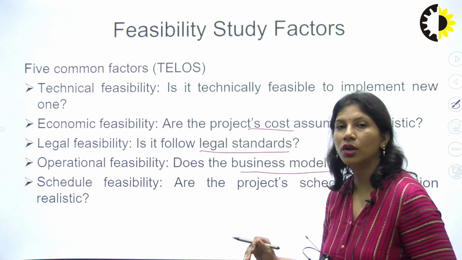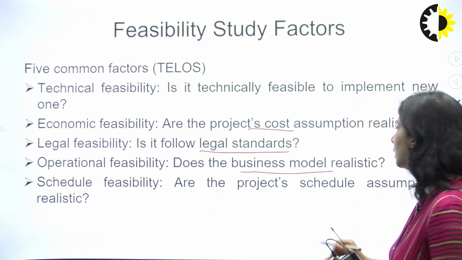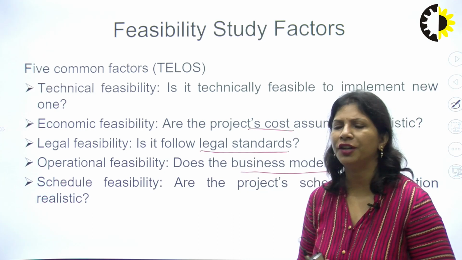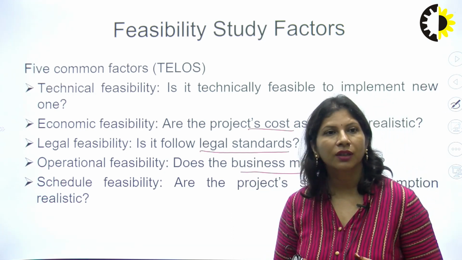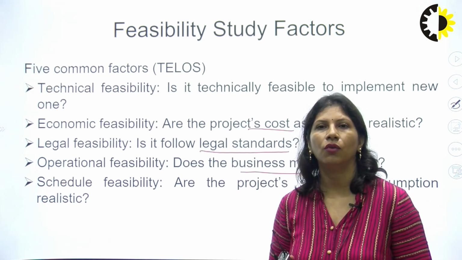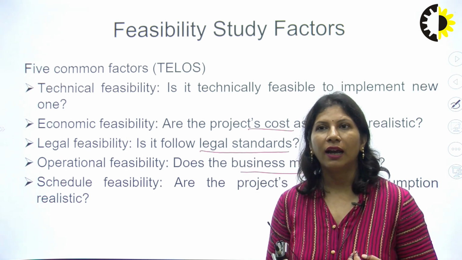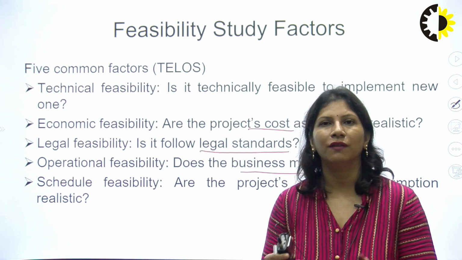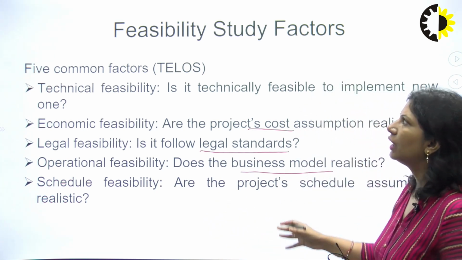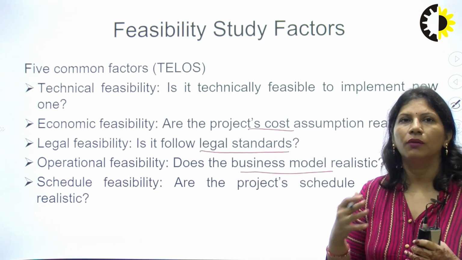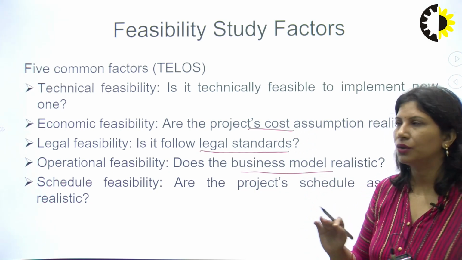Then the schedule: whatever timelines and durations we have given, are the project schedule assumptions realistic? Whatever I have identified, say I will prepare this kind of project in 6 months. Is it a realistic assumption or not? Have we assumed it randomly, or have we analyzed that these kinds of projects should be developed in 6, 8, or 10 months? So these are the factors which we should look into while doing the feasibility study, these 5 factors surely.